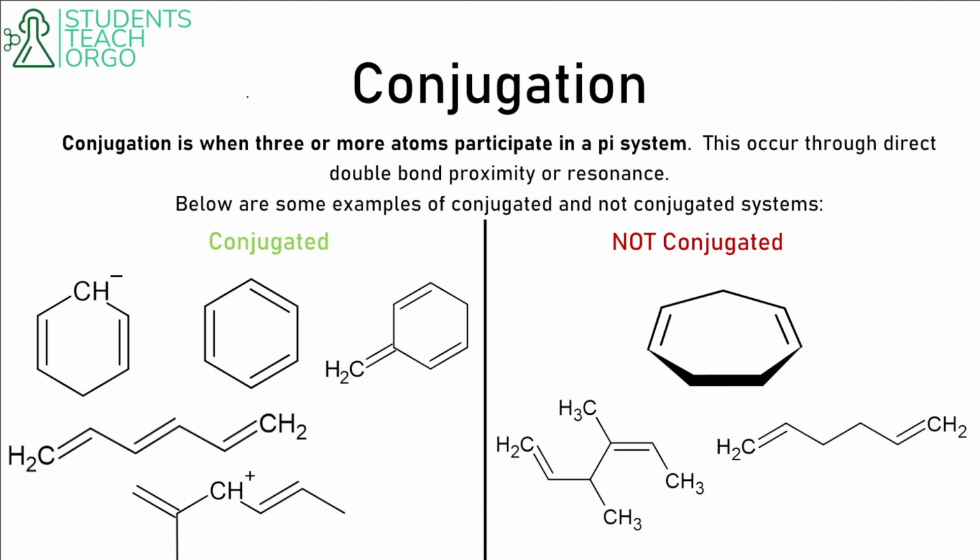All right, so what is conjugation? Conjugation is when three or more atoms participate in a pi system. This can occur through either direct double bond proximity or just simply resonance, right? So here are some examples of conjugated and not conjugated systems.